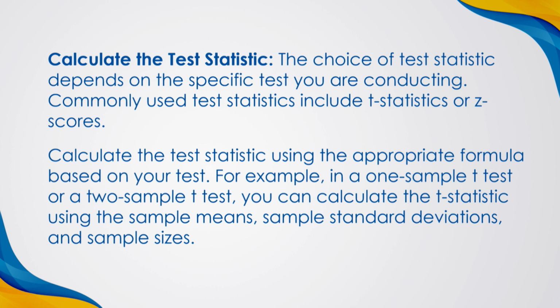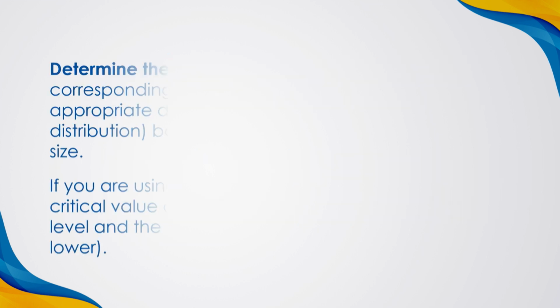Calculate the test statistic. The choice of the test statistic depends on the specific test you are conducting. Commonly used test statistics include the t statistic or Z scores. Calculate the test statistic using the appropriate formula based on your test. For example, in a one sample t test or a two sample t test, you can calculate the t statistic using the sample means, sample standard deviation, and sample sizes.